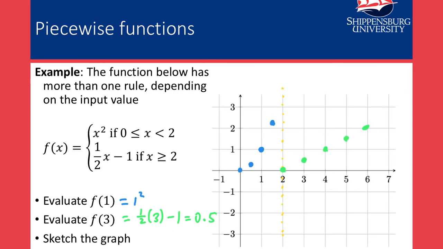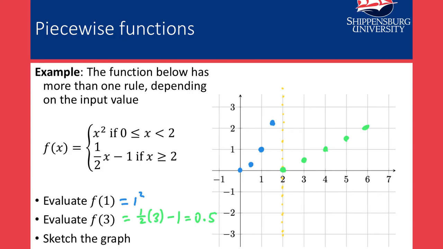So here are my points. You can see that over on the left side of x equals 2, the points are kind of curving upward, and on the right side they're falling on a straight line. But those are just me plotting some points on the left and the right side.